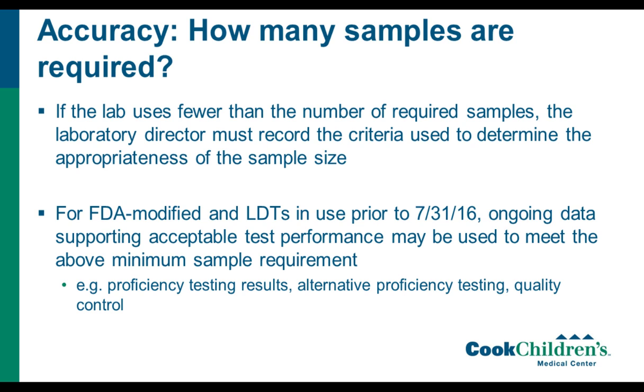CAP put these requirements as far as the 20 specimens. That was added to their checklist in July of 2016. Prior to that, they didn't state specifically how many samples needed to be used. So if you validated an assay before that CAP standard came out, you still need some records of performance, but they do say that you can use either proficiency testing results, alternative PT, swapping samples between labs, or quality control to show that you may not have had that many originally, but that your assay is performing as expected.